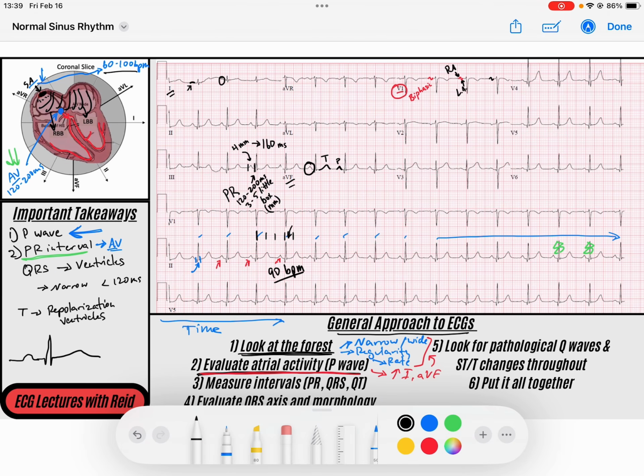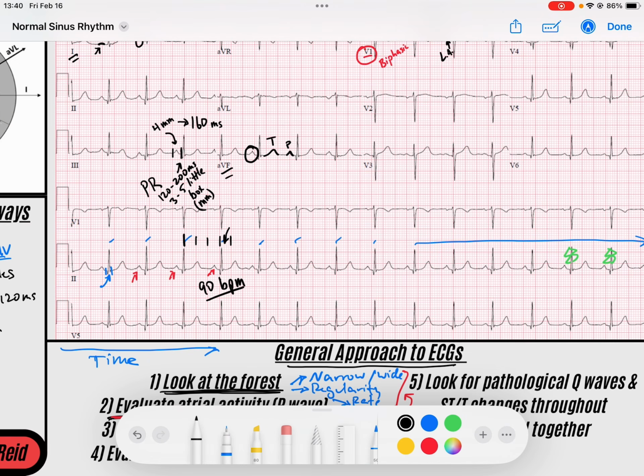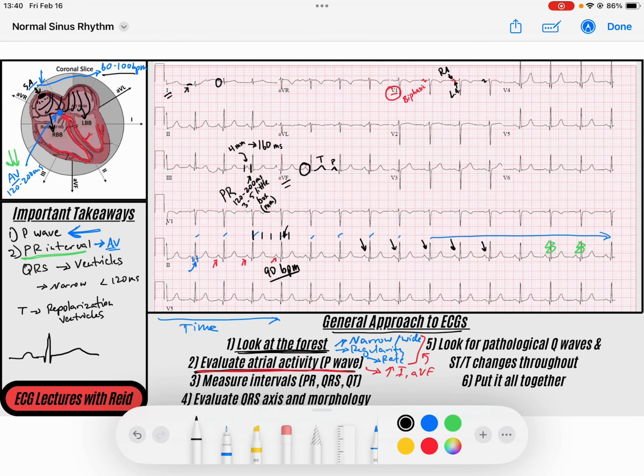And then what you need to do is make sure we're only looking at one beat by looking at that PR interval. So you also need to scan through and make sure that every PR interval remains the same. You also need to scan through and make sure that every P wave conducts to a QRS, because if the AV node doesn't work, then you'll have a P wave without a QRS. Right? So you need to make sure every P has a QRS that is coupled with it.